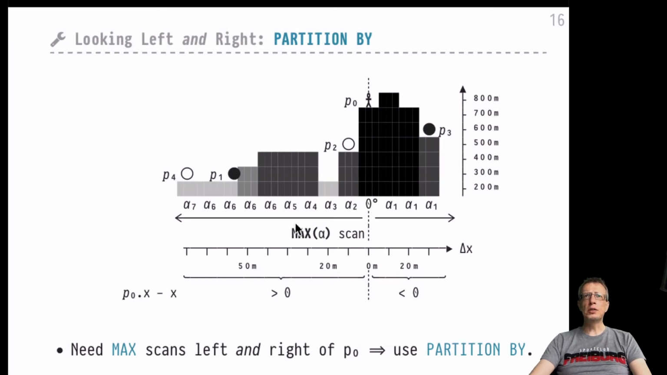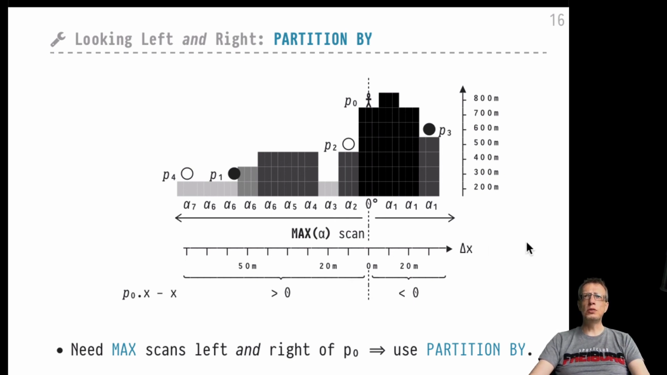90 minus whatever the x position somewhere here is, 50. 90 minus 50 is 40. That's larger than 0. So that would characterize the left partition. The right partition is, of course, characterized by the fact that this difference would be less than 0. Okay. And this is a partitioning criterion that we could use to really partition the information to the right and to the left of our viewer and find the appropriate visibility information here.